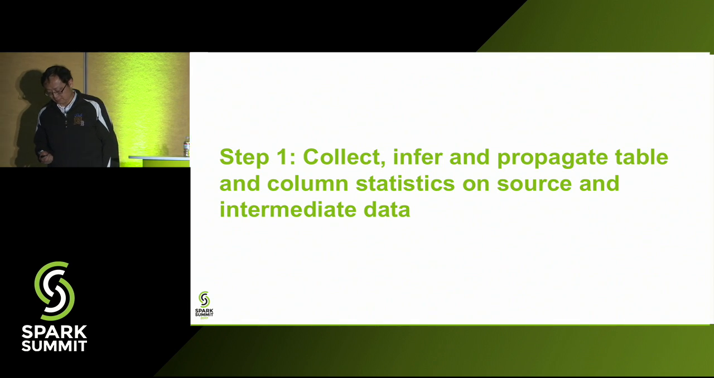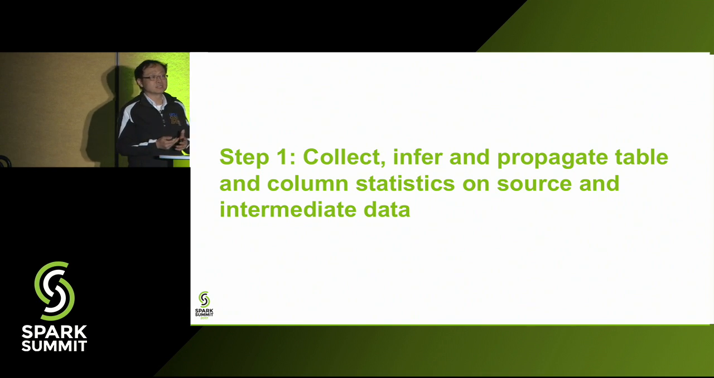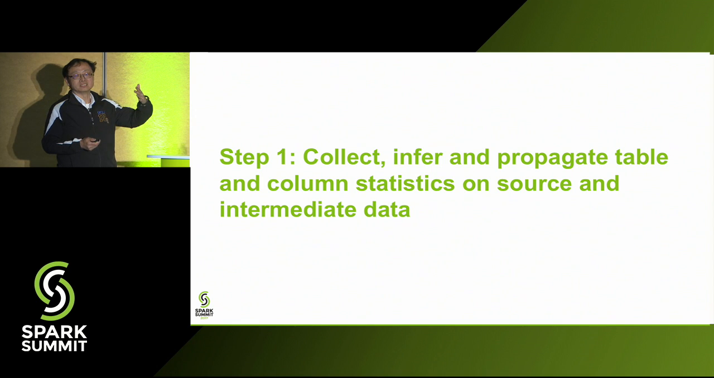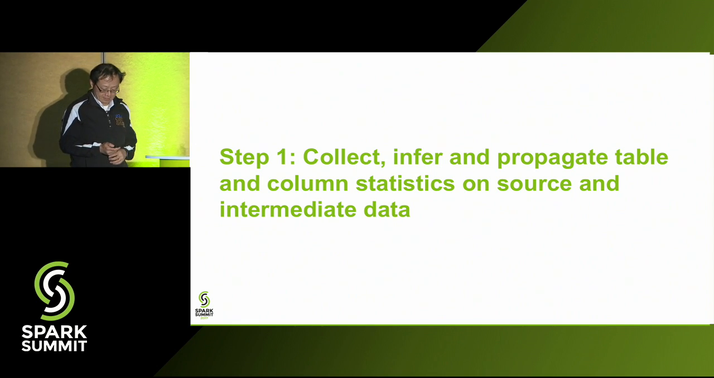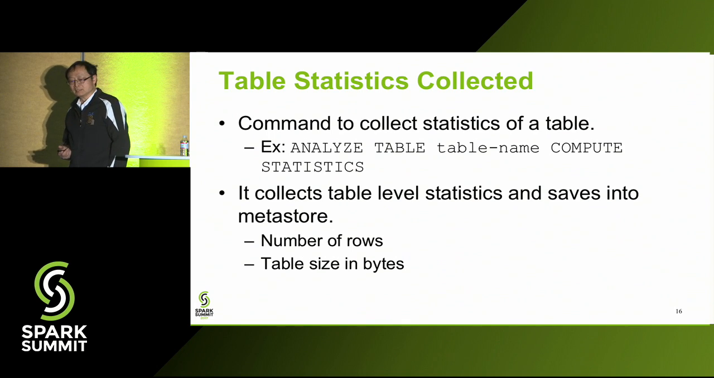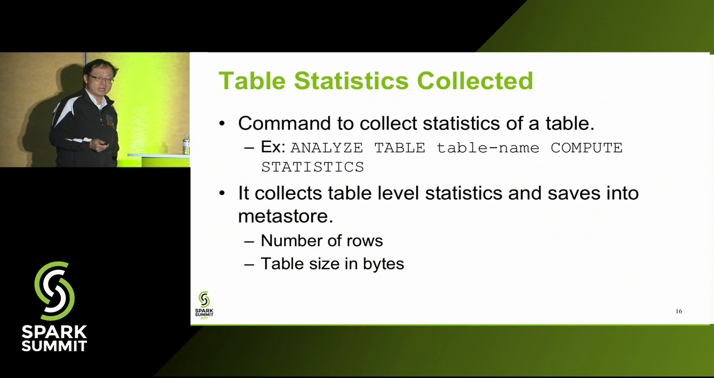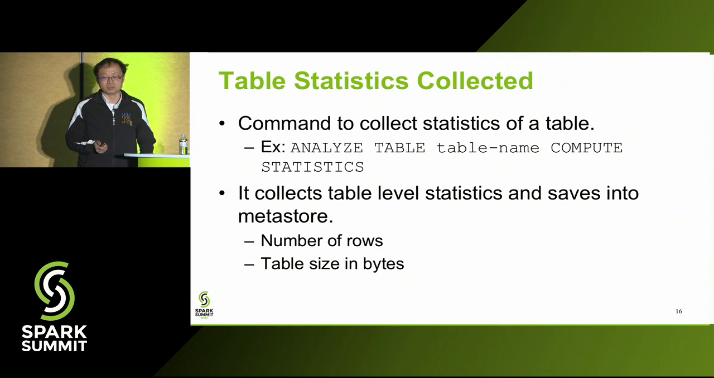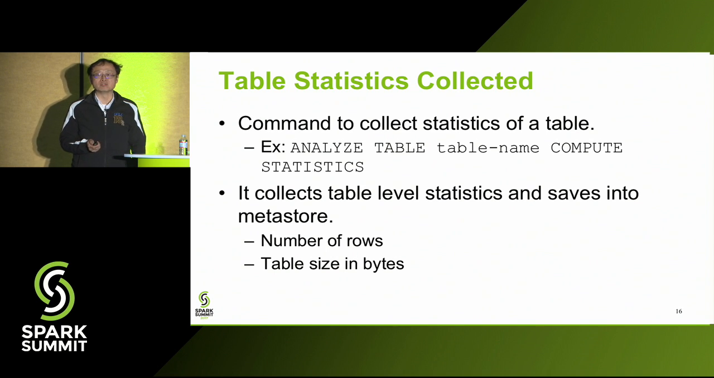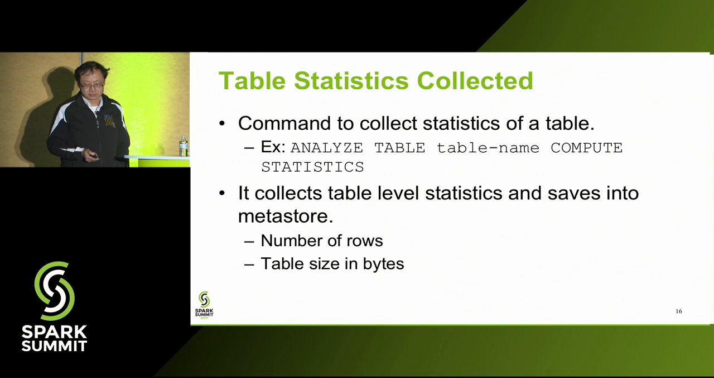Usually, in the first step, for us to estimate cost, we need to collect statistics. We need to collect statistics for the table and also for the columns. And then we need to propagate these statistics to other operator nodes. So how do we collect statistics? We created a new command, ANALYZE TABLE table name COMPUTE STATISTICS. And this SQL command can collect the number of rows in addition to the table size in bytes. Before Apache Spark 2.2, we only had table size. We did not have the number of rows.